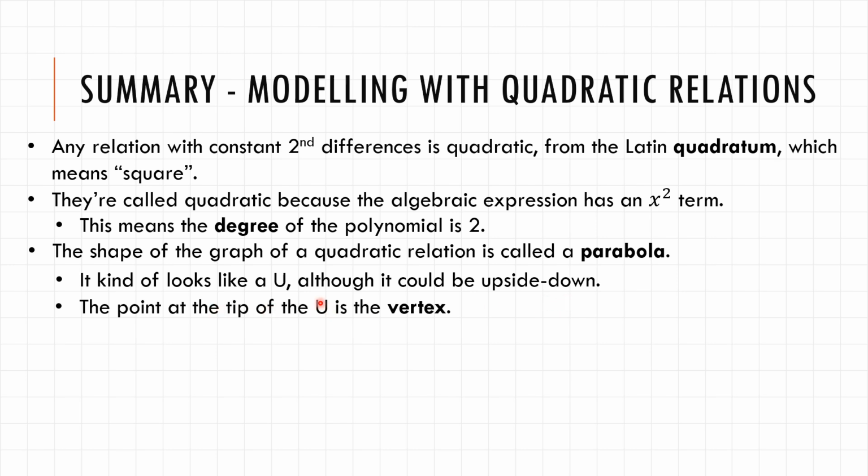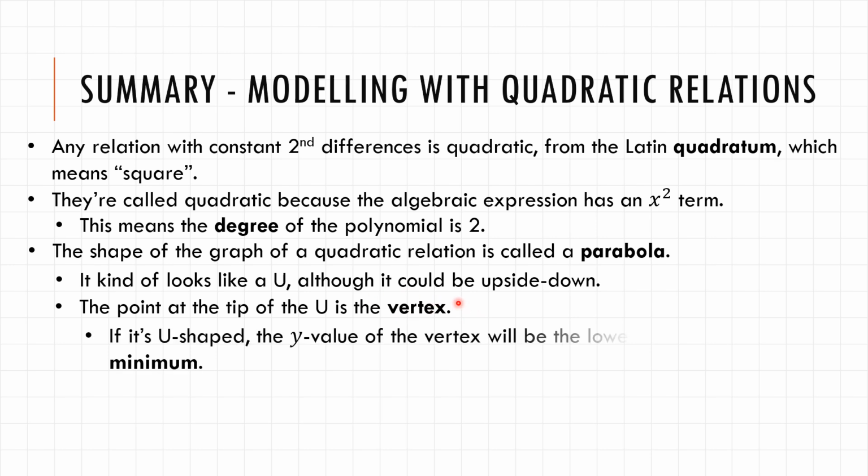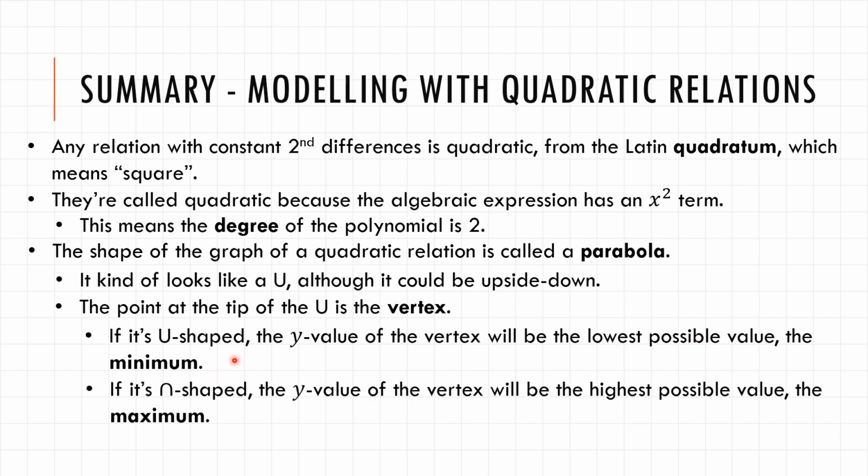The point at the tip of the U, the tip of the parabola, is called the vertex. If the parabola is shaped like a U, then the y value of that vertex, right here at the bottom at the tip, is the lowest possible value, which we call the minimum. If the parabola is shaped upside down, then the tip or the vertex, which would be right here, would be the highest point. The y value of the vertex will give you the highest possible value, and that is the maximum.